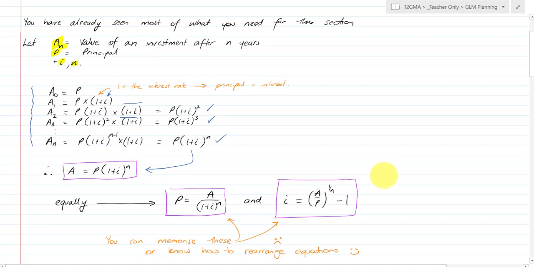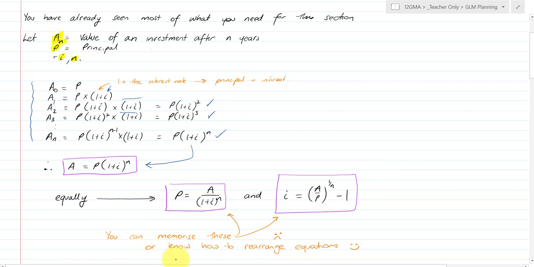We can also rearrange this formula. So we can rearrange A equals P times 1 plus I to the power of N to get P by itself, just by dividing through by 1 plus I to the power of N. And so if you knew the final amount but didn't know how much was originally invested, you could use this variant of the formula to calculate the principal.